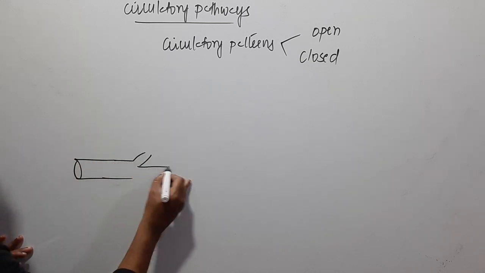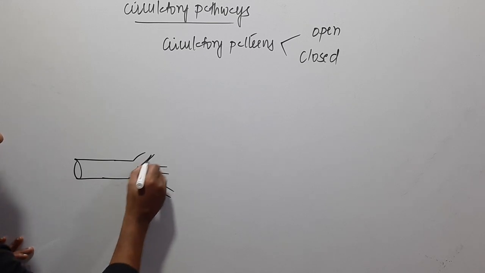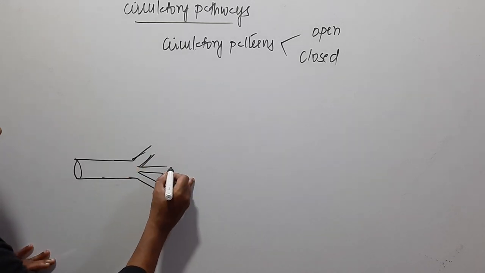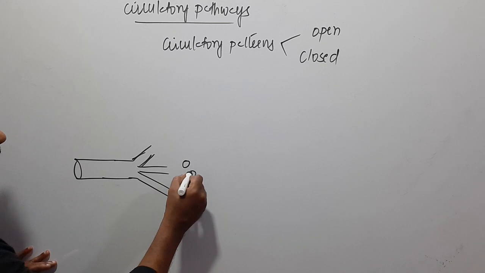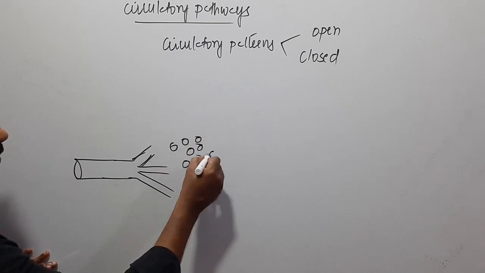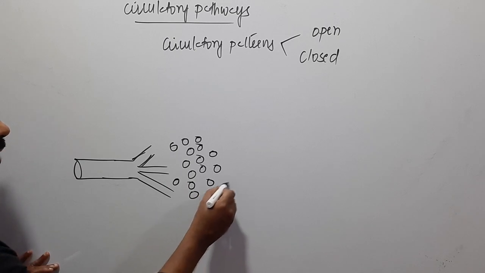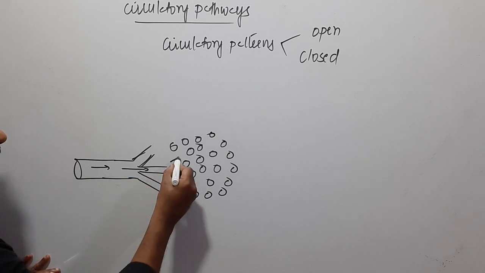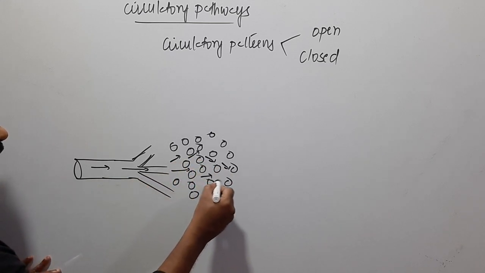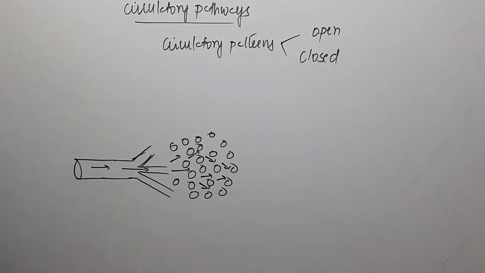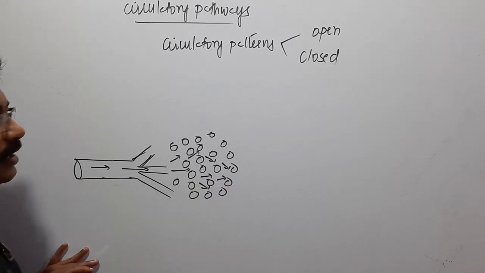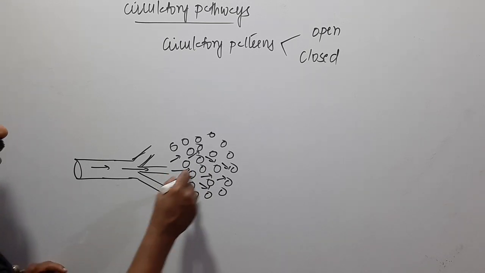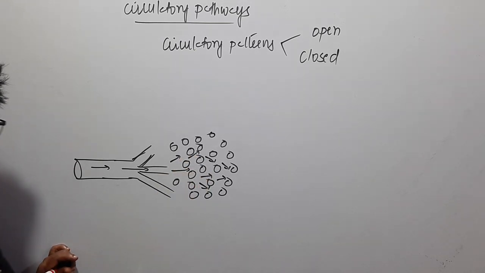Where the artery divides and forms the arterioles. Of course, these also may not be present in an open circulatory system. Here the capillaries are not present, and the blood vessel directly opens into the tissue, and the blood flows and then enters into the spaces between the cells. Here you can see that the blood is directly coming in contact with the tissue.